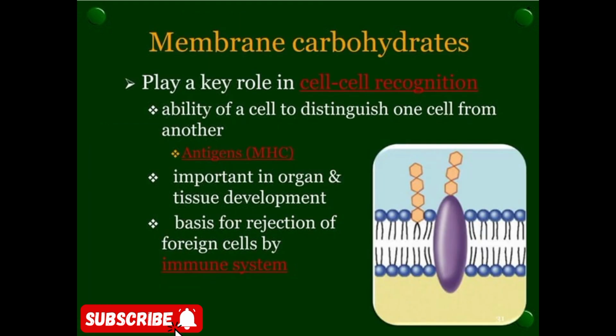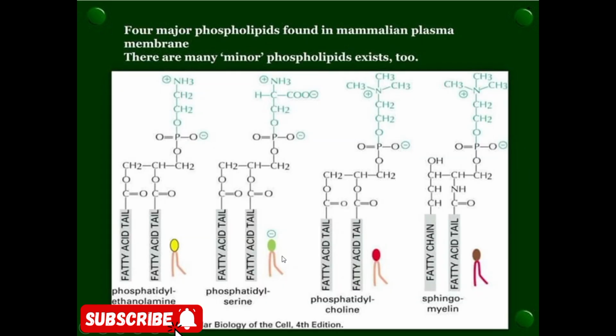Membrane carbohydrates perform the function of cell-to-cell recognition, for the identification of one cell from another type of cell. It is an antigen, also known as the major histocompatibility complex, and it takes part in the process of the immune system. These are the four major phospholipids found in the mammalian plasma membrane.